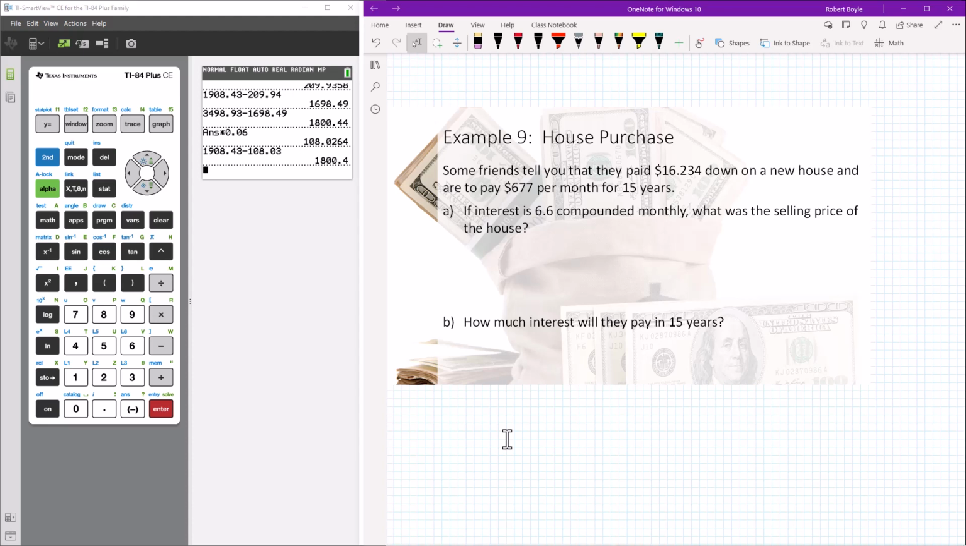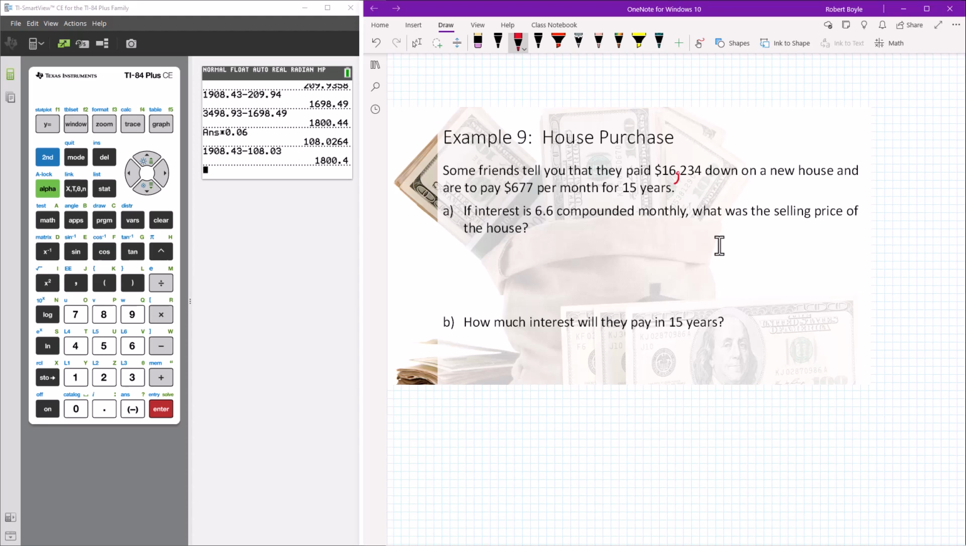I know I'm as shocked as you guys are. And that friend tells you that they paid $16,000. That's supposed to be a comma, not a period. Sorry about that, one of my many, many typos. $16,234 down on a new house, and they are to pay $677 per month for 15 years.